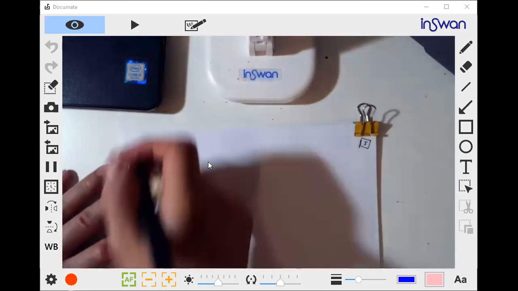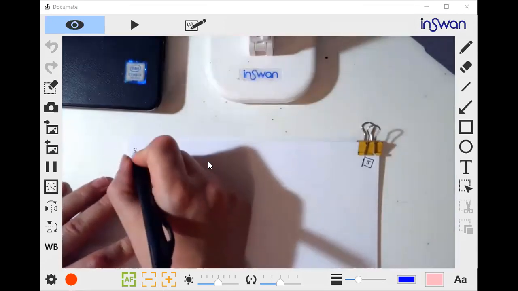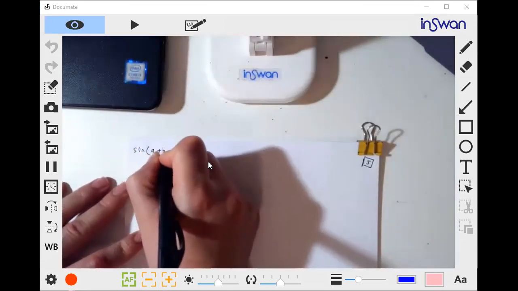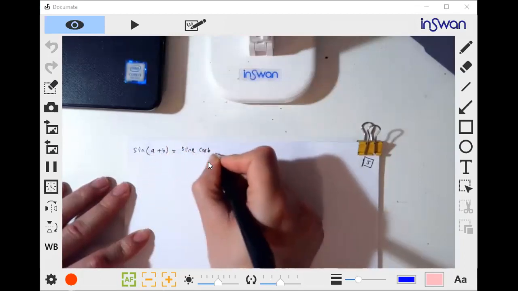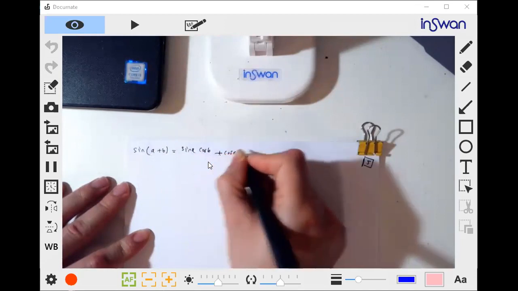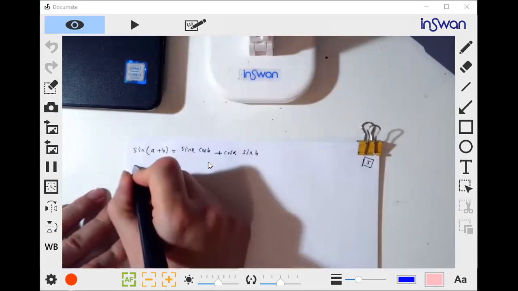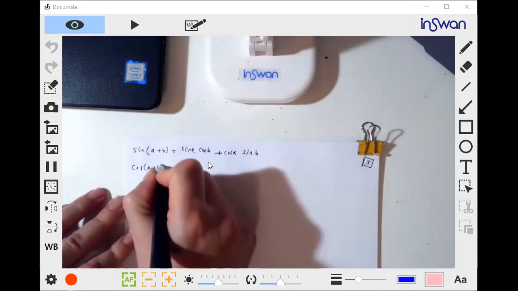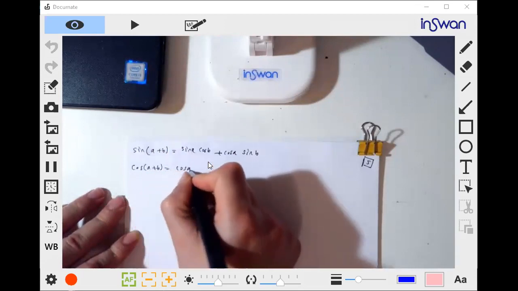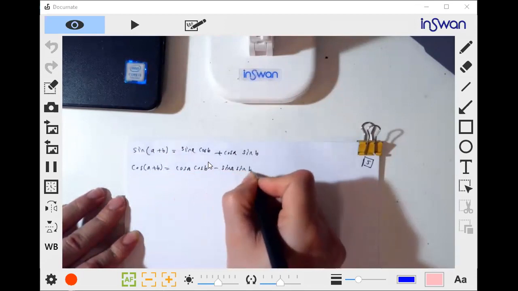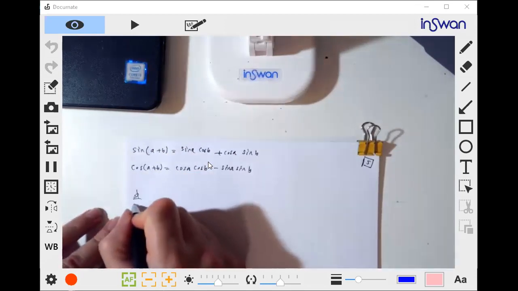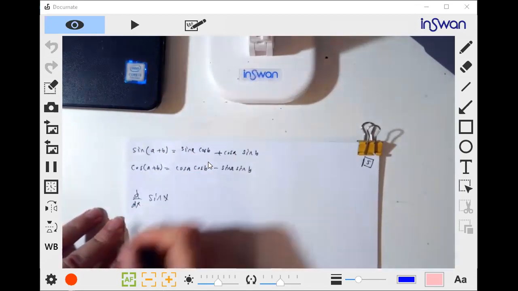So let's recall the sum of angle identities. Sine of A plus B is equal to sine of A cosine of B plus cosine of A sine of B. And the cosine of A plus B is equal to cosine of A cosine of B minus sine A sine B. Now let's discuss what is the derivative of sine of x.